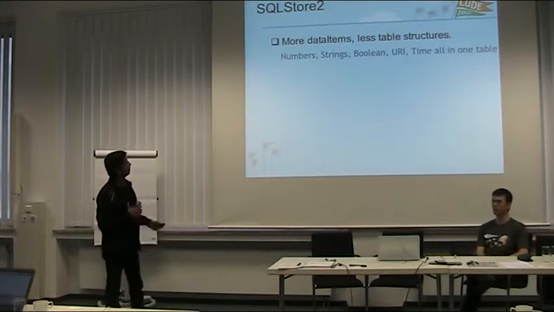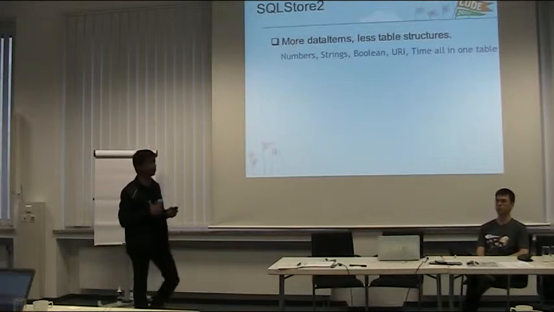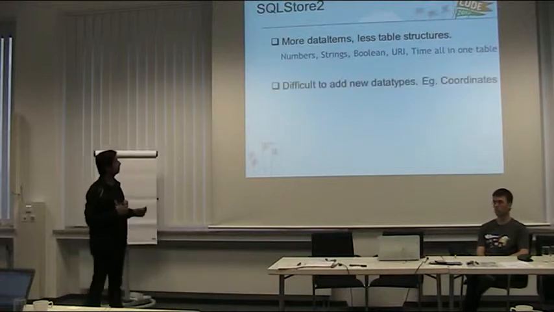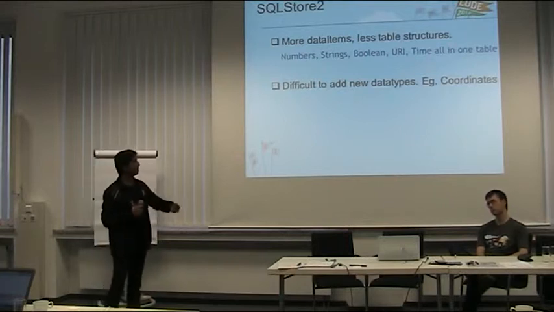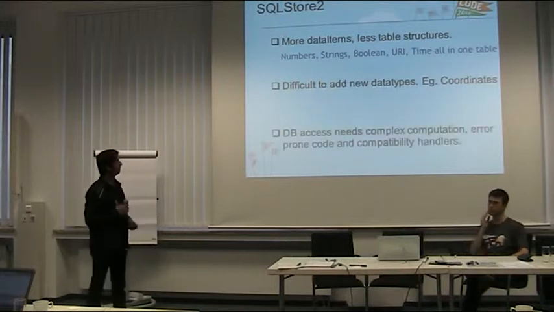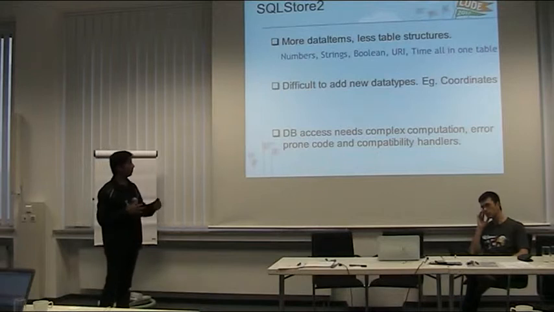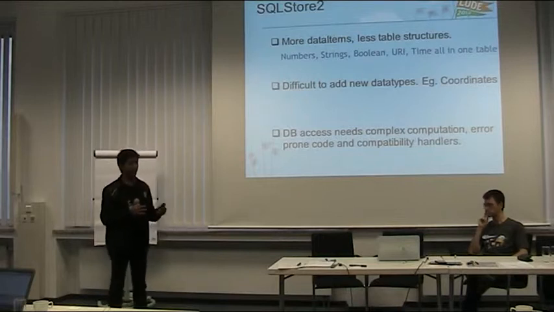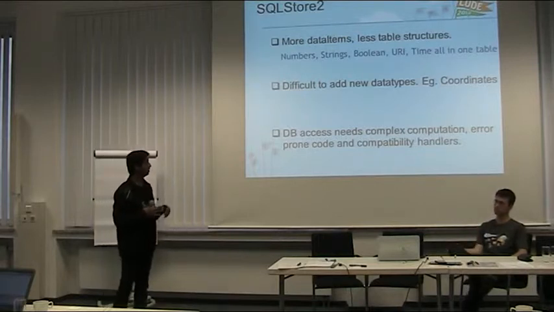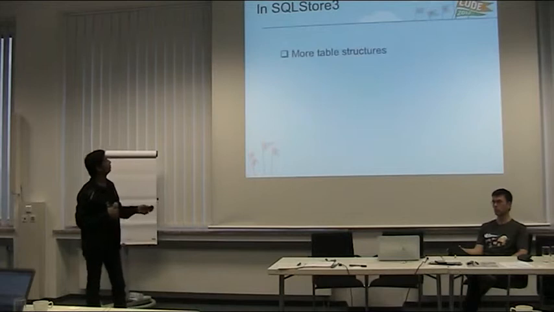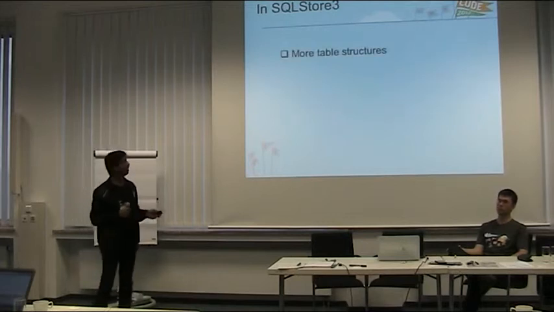We had fewer table structures: numbers, strings, booleans, URIs, time, all of these were stored in the same table, so there were a lot of performance problems because of that. It was also really difficult to add new things, like Semantic Maps adding coordinates. And we had complex code for getting the property values from the SQL database; sometimes there could be errors in there, and it was difficult to debug.